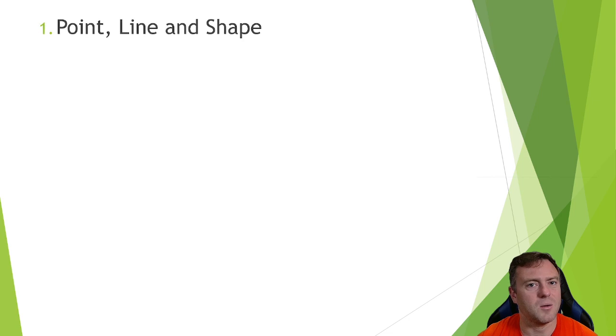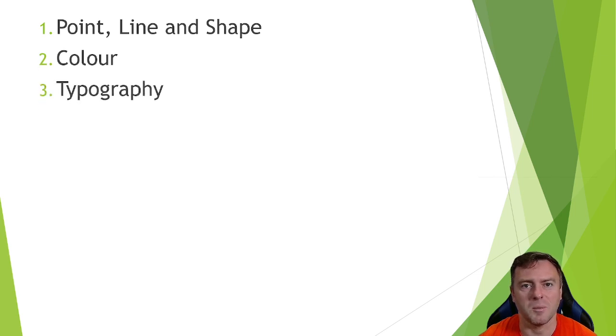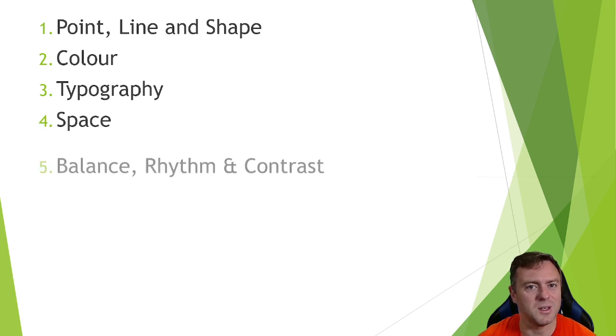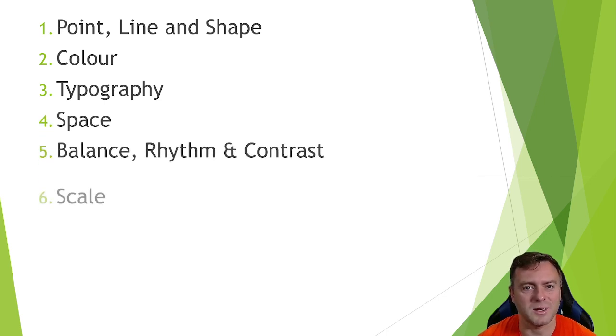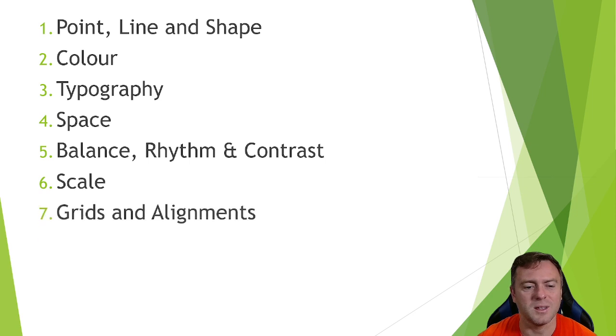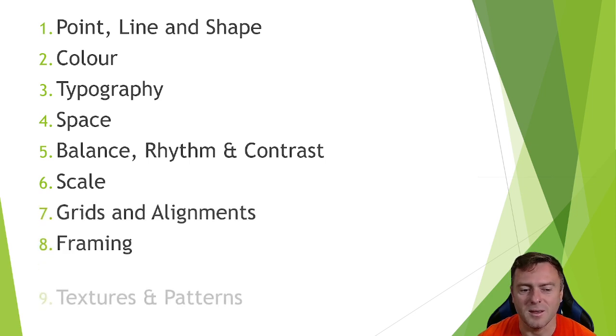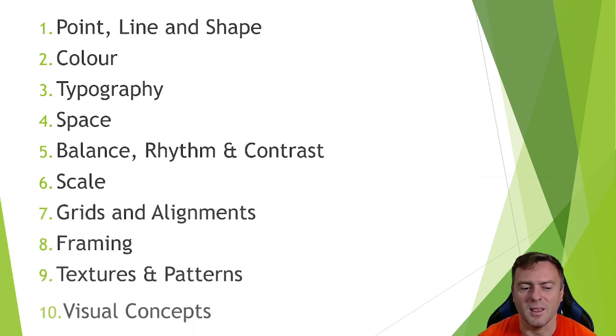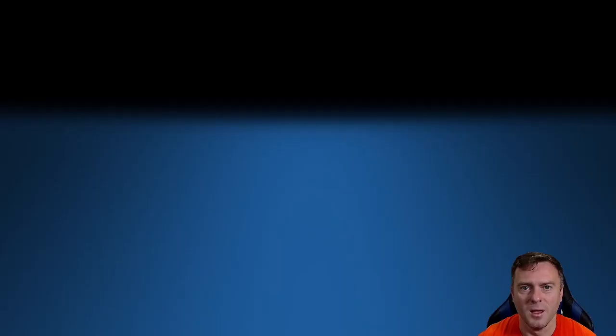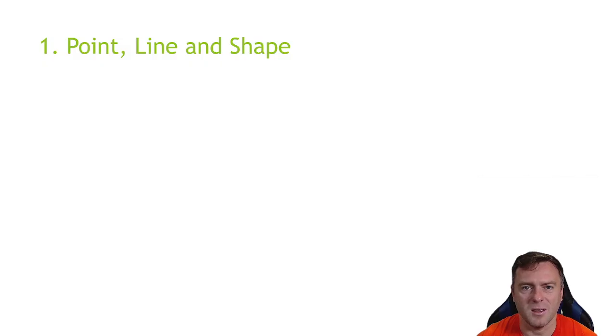So to start, let's have a look at some of the things that we need to consider. If you have a point, line, and a shape, we're then going to look at the color, the typography or the fonts that are chosen, the space that you use, the balance, rhythm, and contrast, the scale, the grids and alignment, the framing, the textures and patterns, and lastly, the visual concepts. So there's a quick video there. I'll leave the link, have a look and play with that.